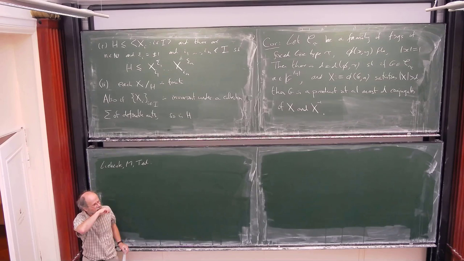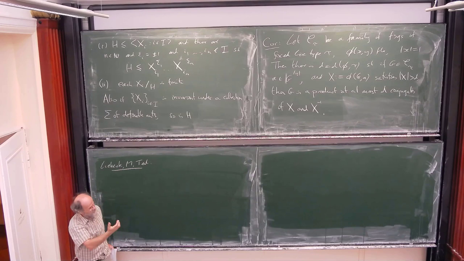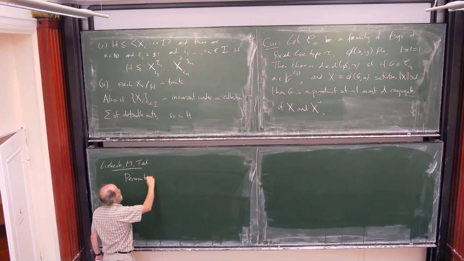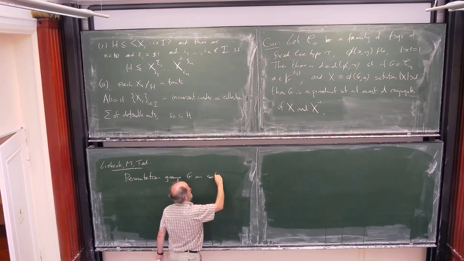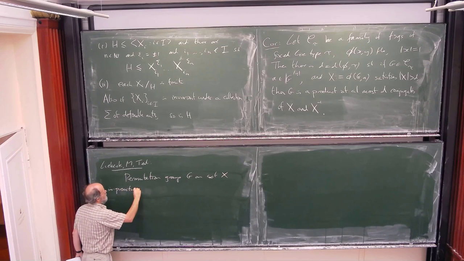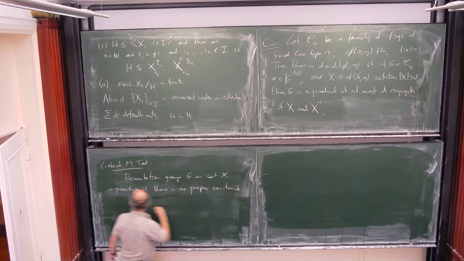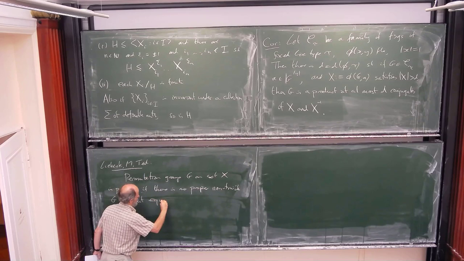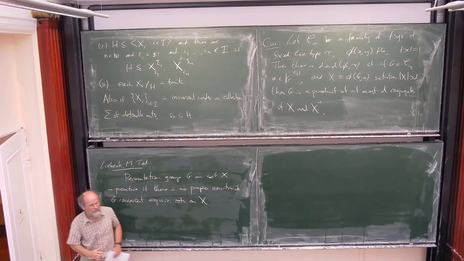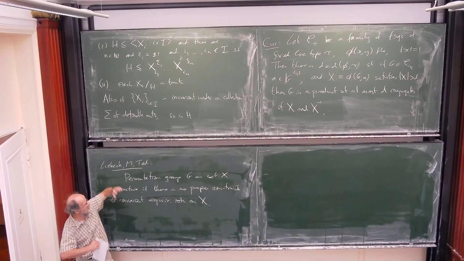I guess there hasn't been much here about primitive permutation groups. A permutation group G on a set X is primitive if there is no proper non-trivial G-invariant equivalence relation. The intuition is that you break up permutation groups into primitive ones, these are building blocks, so you can answer questions on permutation groups by understanding primitive permutation groups.